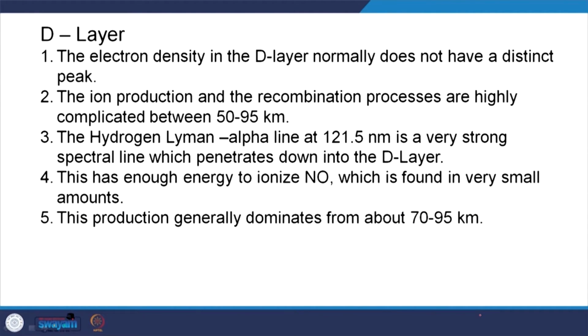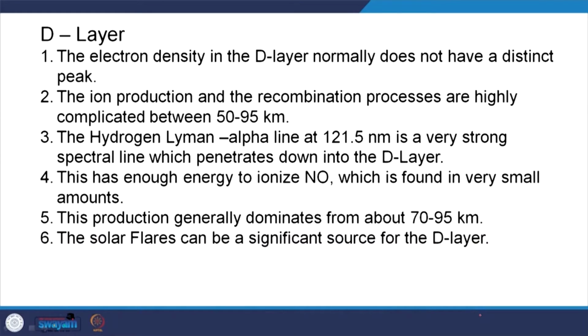So, the production is generally dominant not in the 50 to 95 range as such; it is very much strong in 70 to 95 kilometers. And also the solar flares could be a significant source of the D layer. I mean, during the solar flares or during the solar active periods, the D layer strength could be proportionate to the amount of solar flare activity.